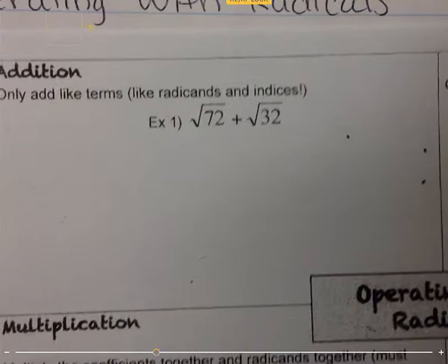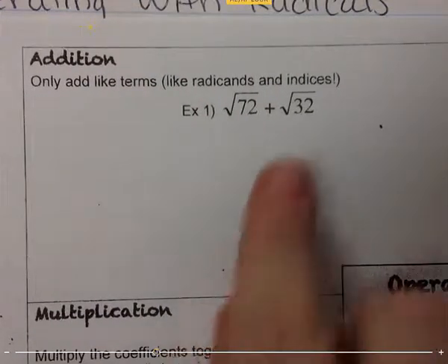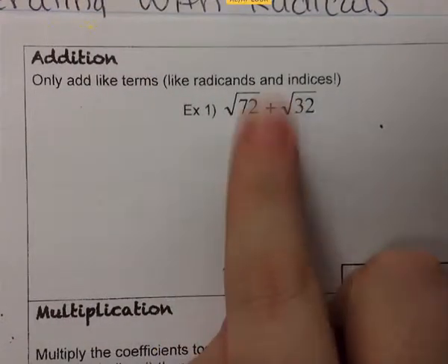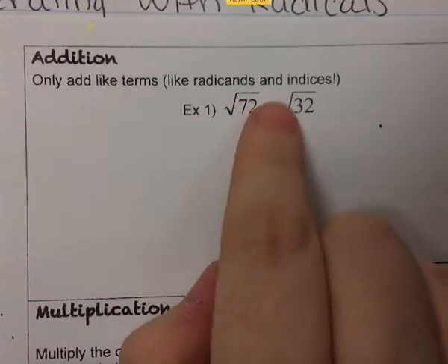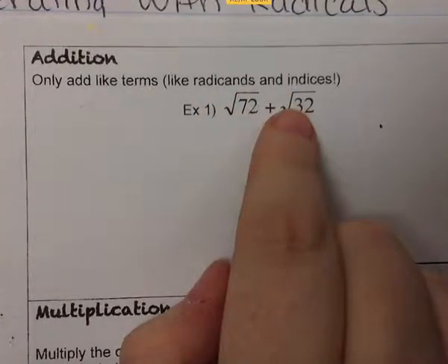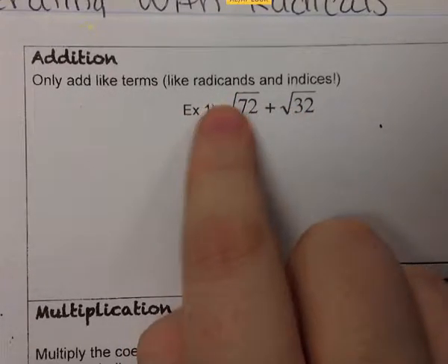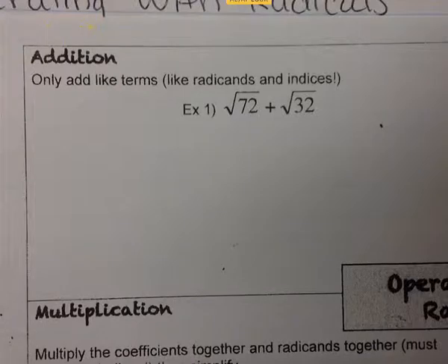Just because they don't automatically have the same radicand off the bat does not mean that they won't have the same radicand. These do have the same index. They are both square roots, so that means that we could potentially add them. So you do need to make sure you check first if they even have the same index. If they don't have the same index, they will not be able to combine, but they could simplify.